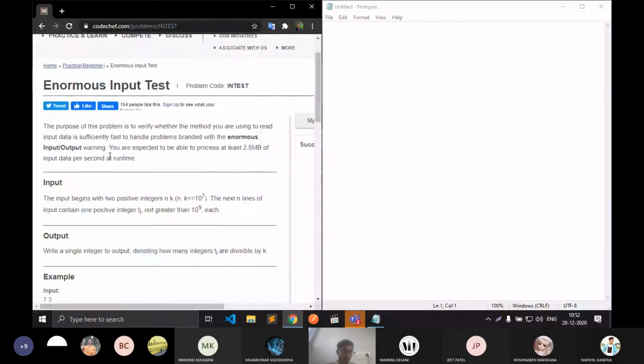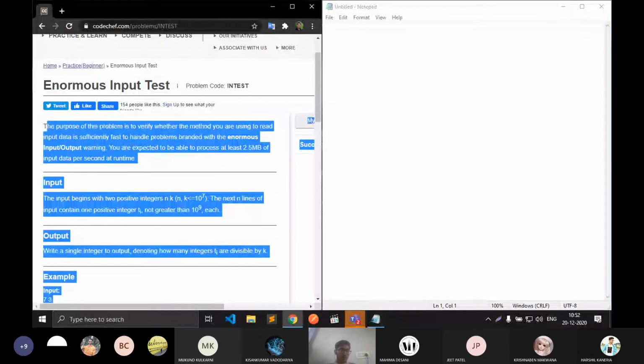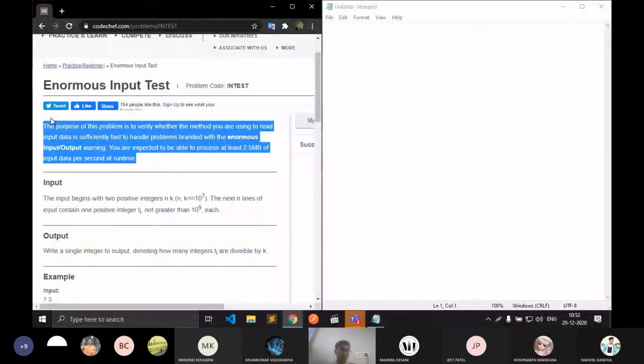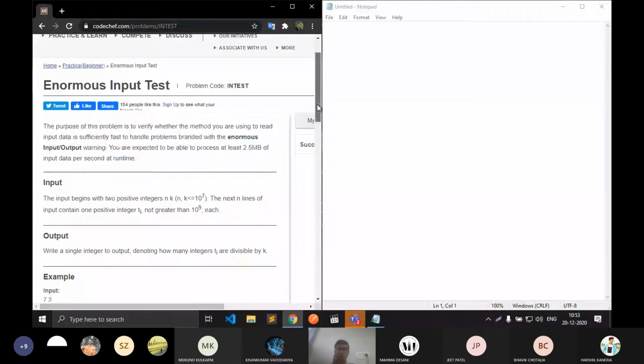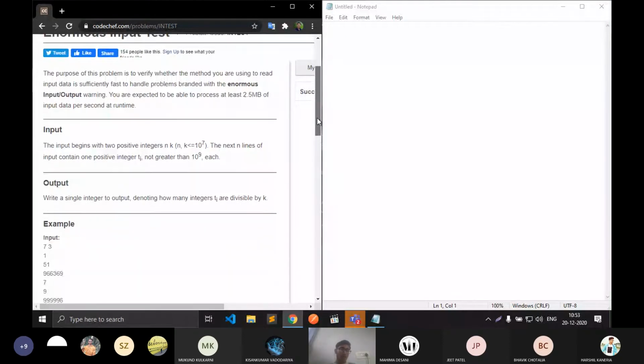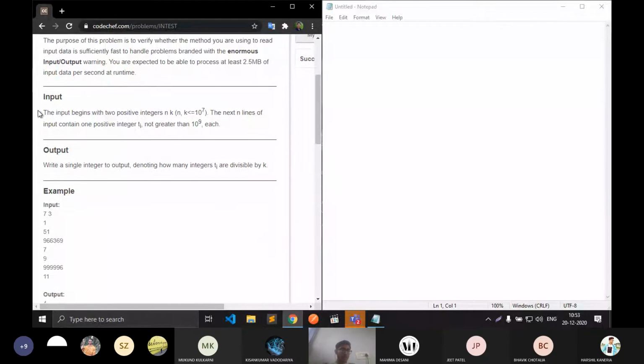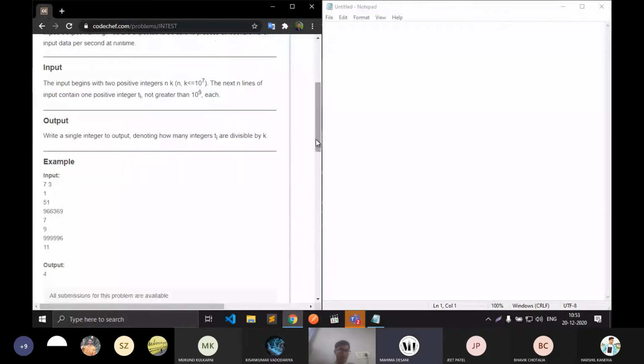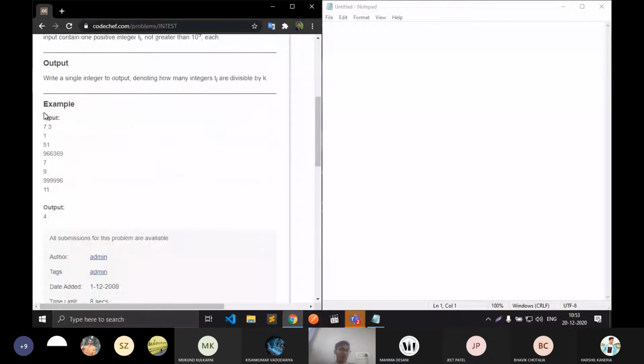First is the storytelling of the problem, not the full problem. Here they give a story of what we have to do. Next is the input, which means what we have to input in a program. And next is the output, what output we get. Here they give an example of input and output. It means you give this input and you get this output.